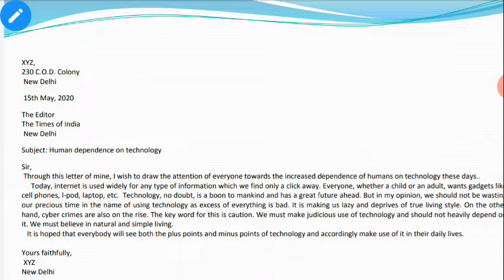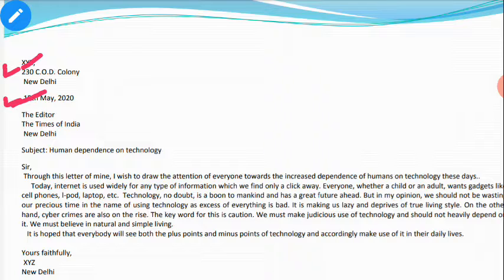First, the sender's address has been mentioned very clearly: XYZ, 230 COD Colony, New Delhi. Here, of course, the sender's address has been given in detail because this is the exact address of the person who is writing the letter. And then comes the date. The date of writing the letter is 15th May 2020.